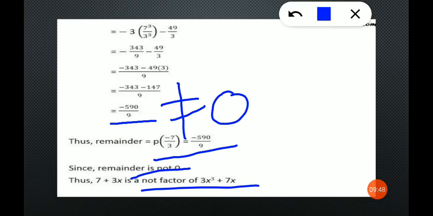I hope, students, you understood the questions and now you can solve the questions on your own. There are very few questions in exercise 2.3. You complete exercise 2.3.